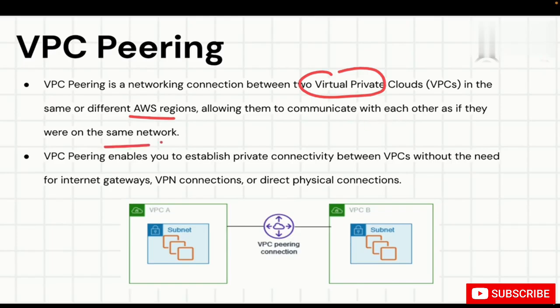So if you are connecting two VPCs, VPC A and VPC B, in order to connect them and communicate securely, we can directly utilize VPC peering.